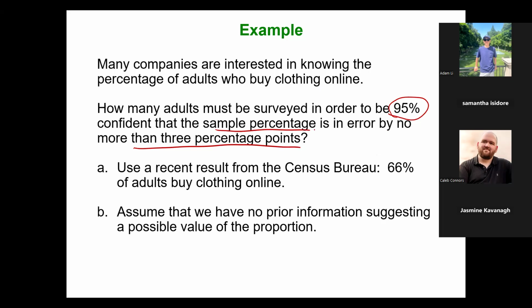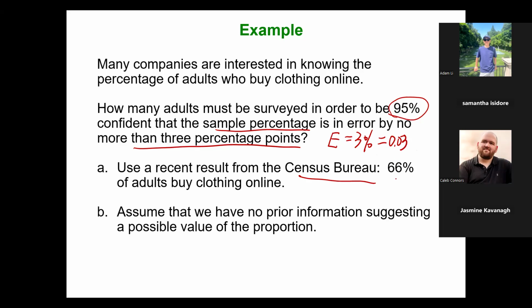And this sentence indicates the maximum likely difference between the sample proportion and the population proportion is 3 percentage points. So they want to control the error rate within 3%, not exceeding 3%. And use a recent result from the Census Bureau: 66% of adults buy clothing online.